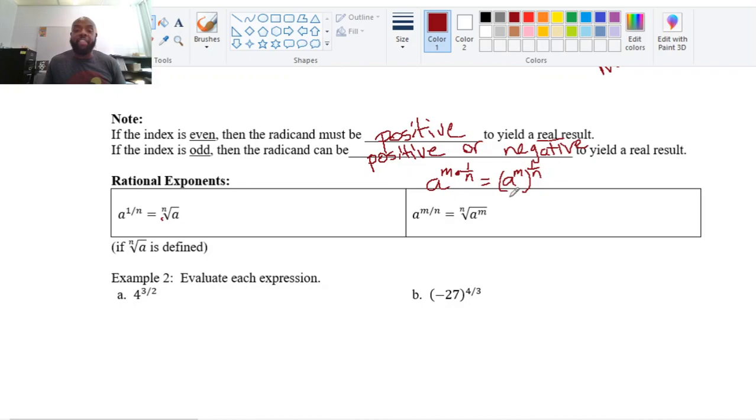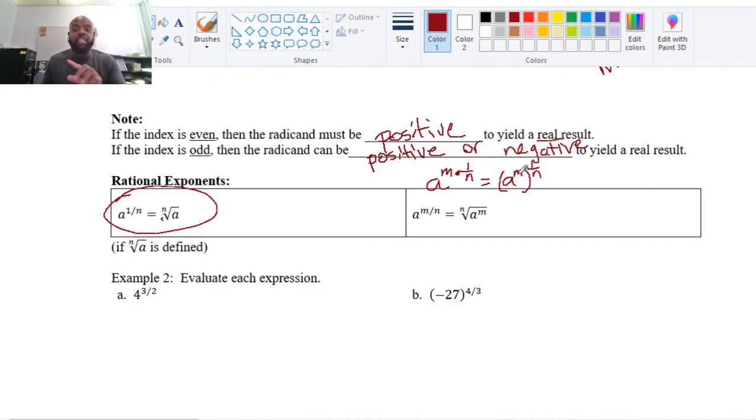Well, if I write it this way, then by this rule over here, we see that I can take that 1 over n and make that my radical, right? The denominator would be my radical, so I get the nth root of a to the m, right? And so that's what this equals.